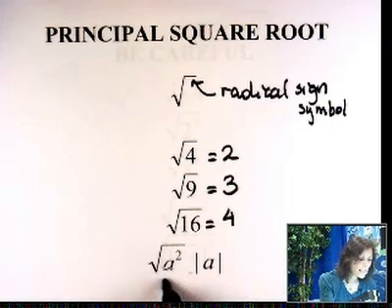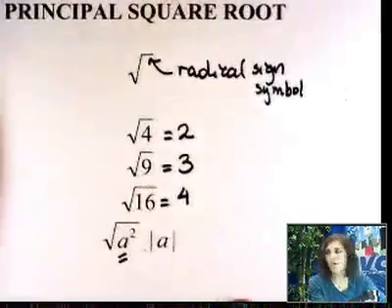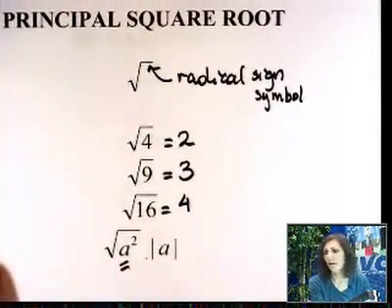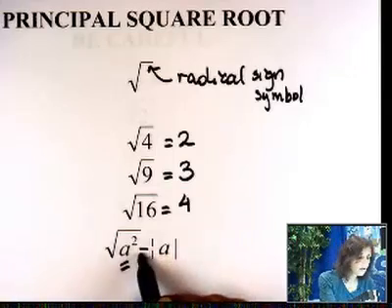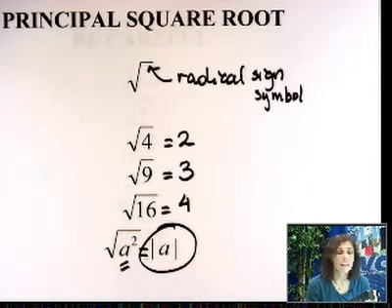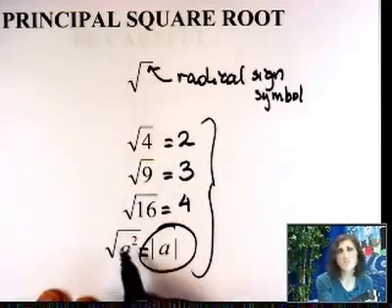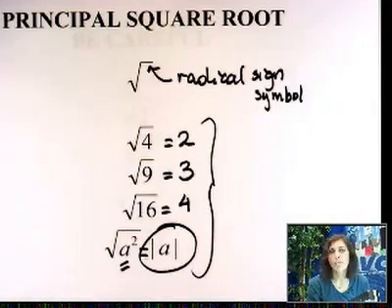So if I take the square root of a squared variable, which is always positive, I have to write down the absolute value of that variable, because that variable can be negative. So know the difference between square root of numbers versus square root of variables.